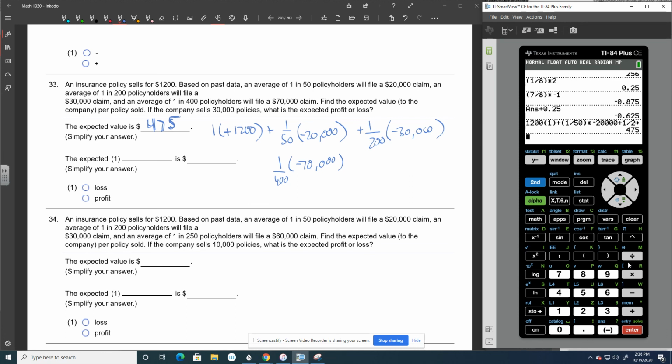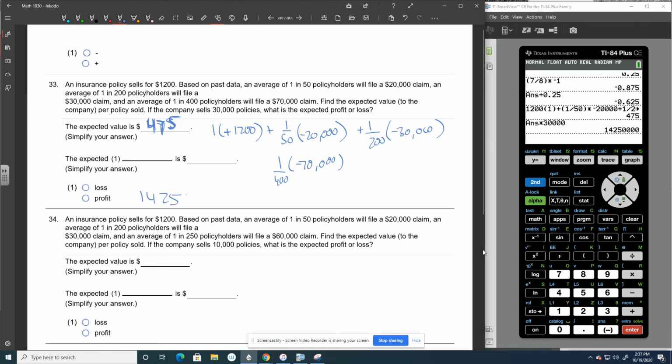Well, if they expect $475, if that's the expected value for each policy, if I multiply that by 30,000, I got another zero again. Then they can expect a profit of $14,250,000 profit.